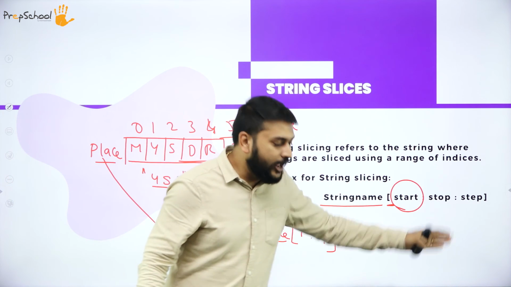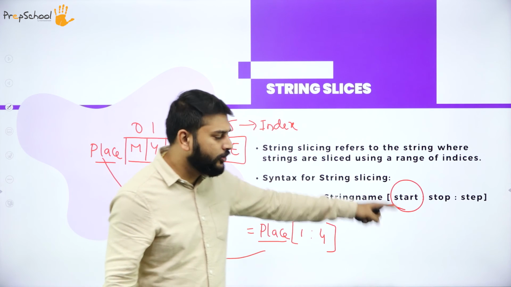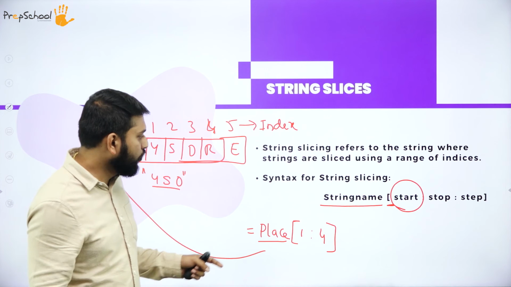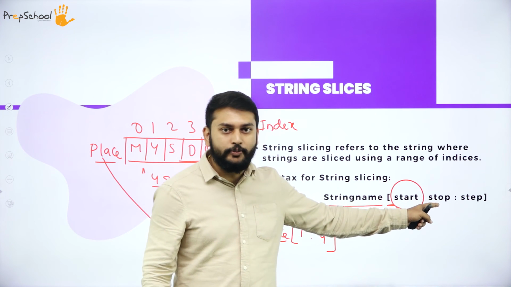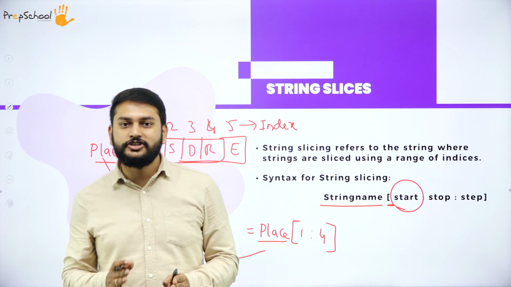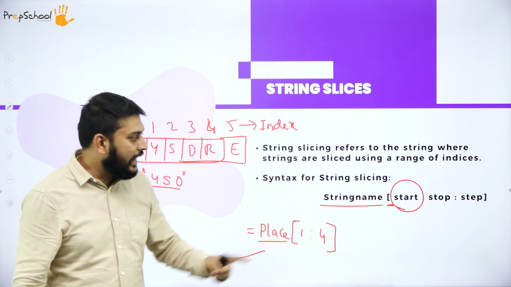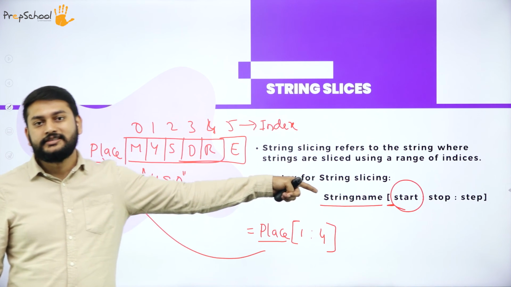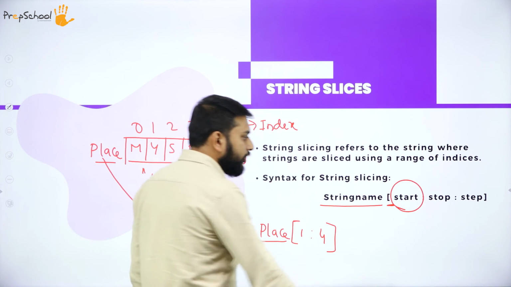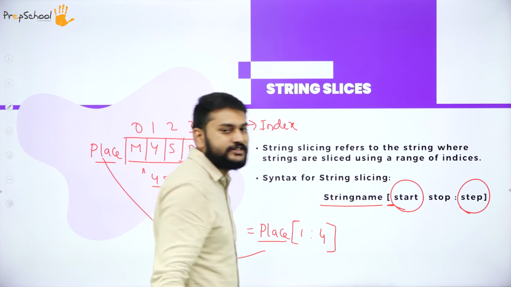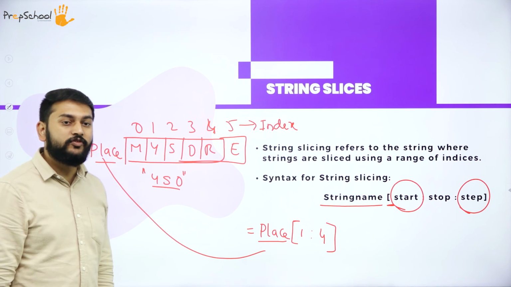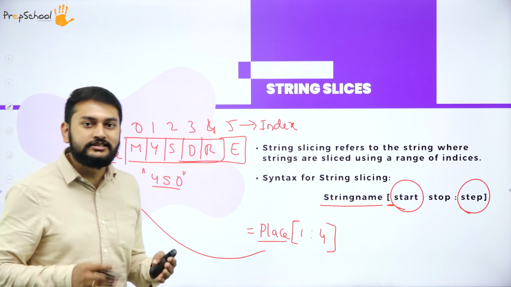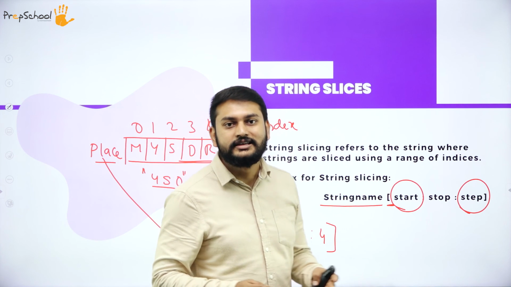So what exactly is the step? Step is optional. Whenever you are taking this start and stop, the difference between one number and the next, you can mention in the step. That is optional. If you want, you can use it, otherwise you can just skip it. This is how I will be splitting the strings. This is what I call string slicing.